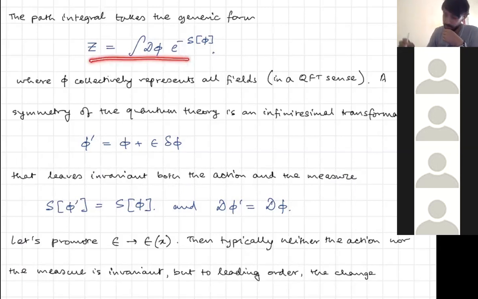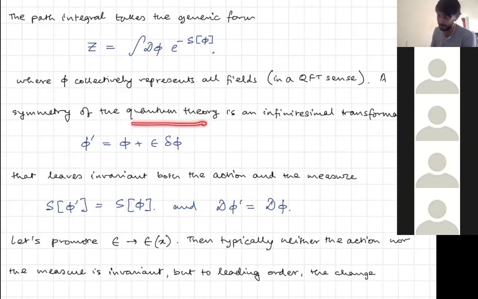I was trying to write down what the path integral is, and the path integral is of this form. As we have said before, our phi is going to represent all fields. By fields I mean fields in a field theory, in the QFT sense, not in a CFT sense. So a symmetry of the quantum mechanical theory is an infinitesimal transformation of phi prime goes to phi plus epsilon del phi that leaves invariant, as I said before, both the action and the measure.